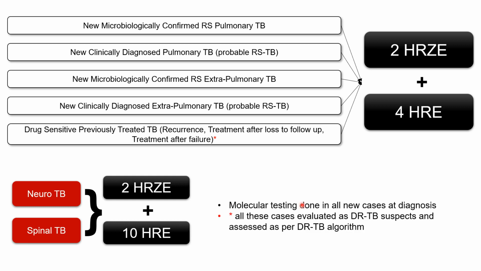Then what we need to remember, molecular testing is to be done in all the new cases at the diagnosis itself, and all the previously treated cases have to be considered as suspects for drug resistant tuberculosis, and they have to be evaluated in line with the drug resistant tuberculosis algorithm. We have to find out whether this previously treated case is drug resistant or not. If not drug resistant, this treatment has to be given. If drug resistant tuberculosis is found, then the treatment line is completely different, which we will learn later on.